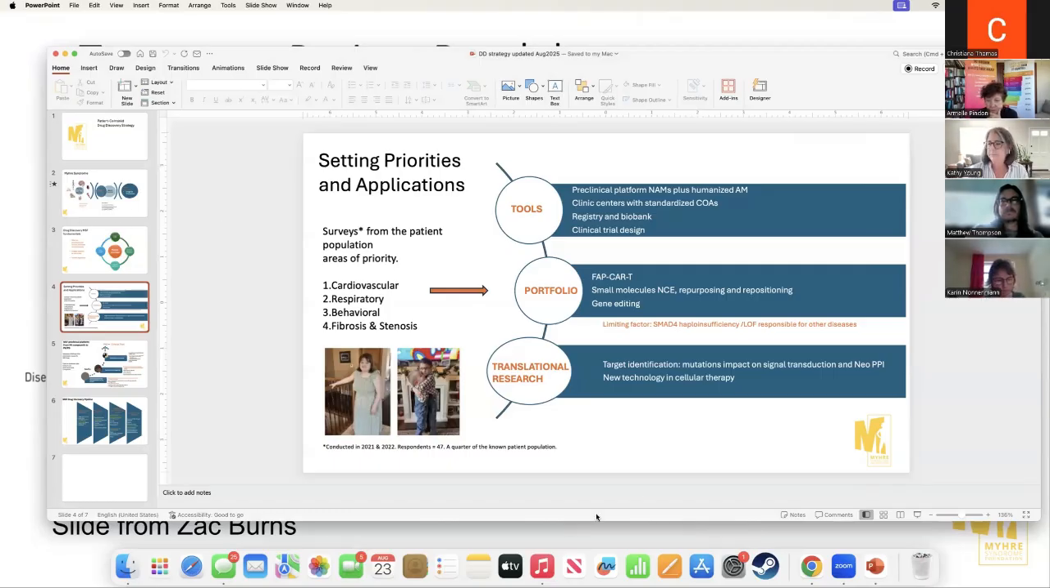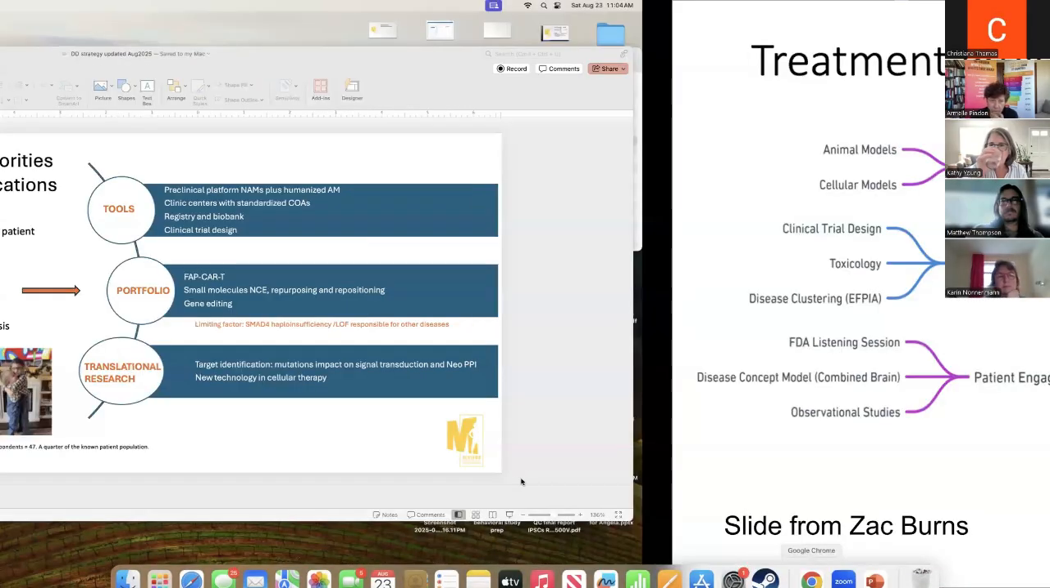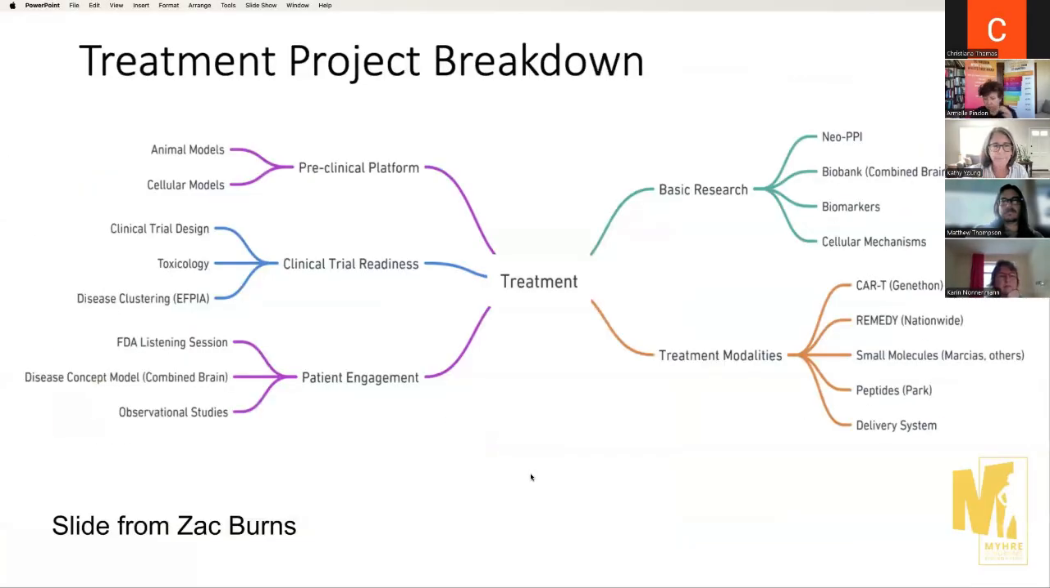So I'm going to go between two types of presentation. Today I would like to talk about the treatments and what we need to get a treatment and our strategy to get there. So the treatment is really the goal. That's the center of everything we do. That's the ultimate goal, is really to get a treatment. But what do we need to get there?